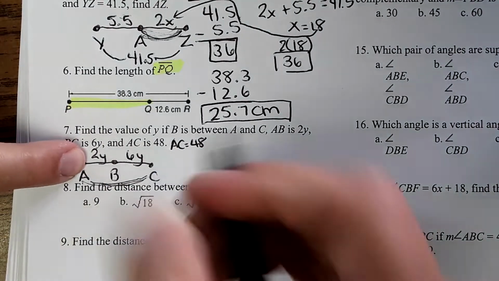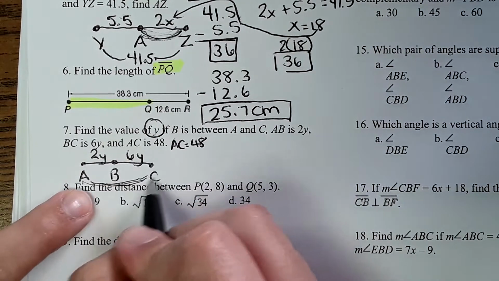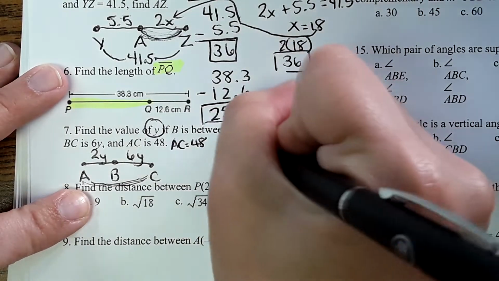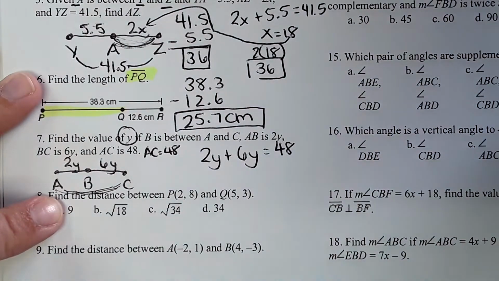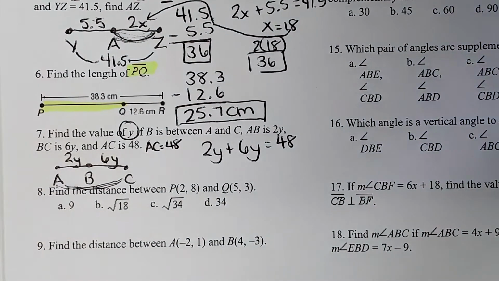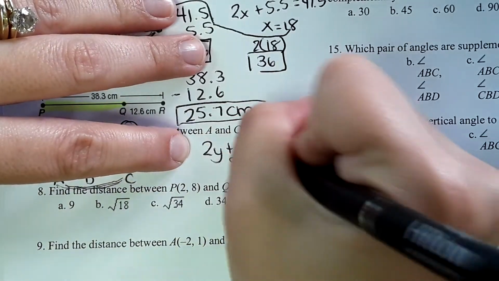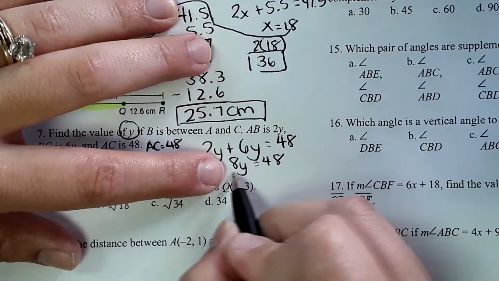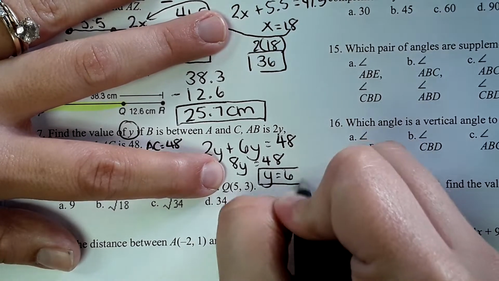Okay, so we're just finding the value of y. So we can do 2y plus 6y equals the whole thing, which is 48. So 2y plus 6y equals 48. Then combine your like terms. 2y plus 6y is 8y equals 48. Divide both sides by 8 and you get y equals 6.